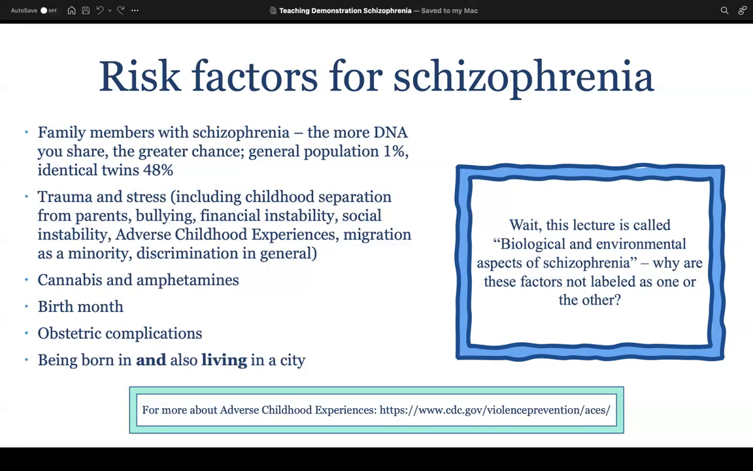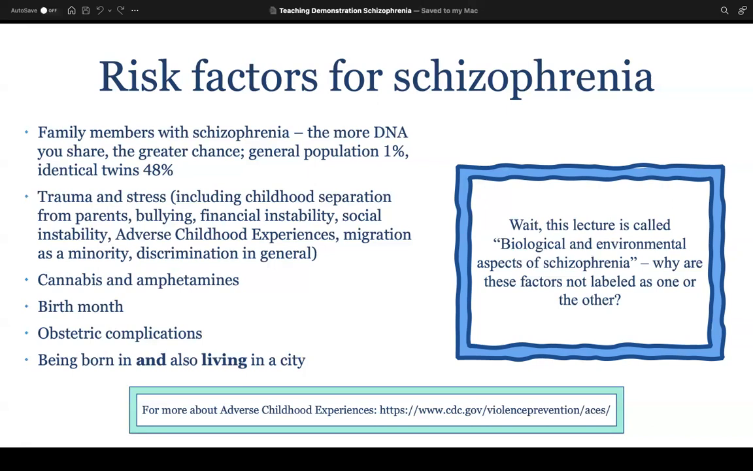Birth month, really interesting one. Okay, so in the Northern Hemisphere, I believe it is, you have the highest risk in March and December, I believe it is, and the lowest risk if you're born in September. And if you are in the Southern Hemisphere, it's flipped around. Why is this? No idea. There are a lot of theories about this, about viruses, about allergies in the mother, all sorts of things. But there's no actual known reason.